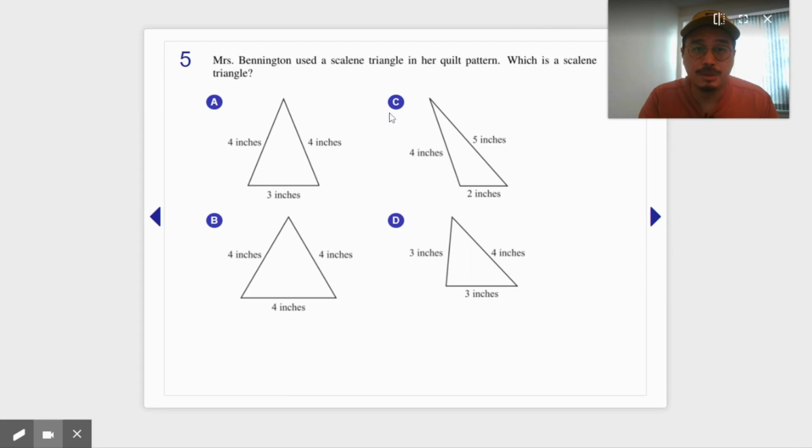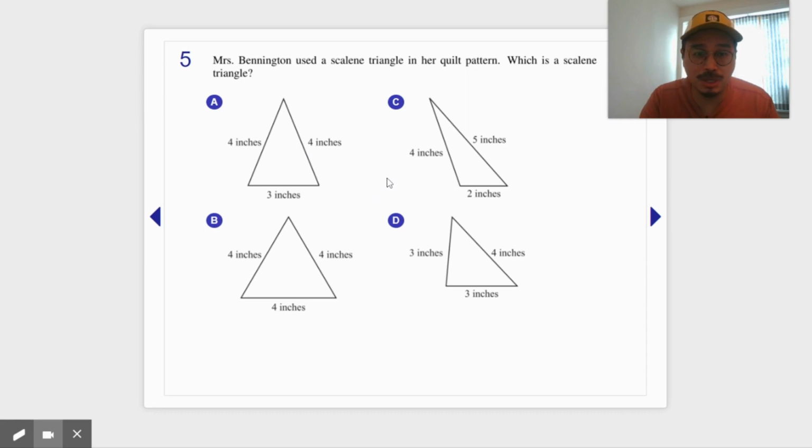Last one. Mrs. Bennington used a scalene triangle in a quilt pattern. Which is a scalene triangle? Oh, good question. What is a scalene? Look back at your notes. What's a scalene triangle again? Yeah, it's when all three sides are different, right? So look at A. Are all three sides different? No, that's 4, 4, 3, right?